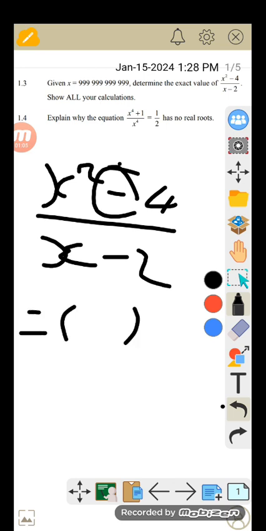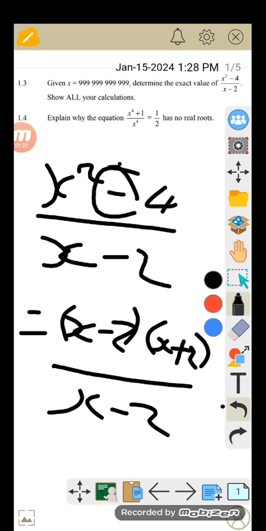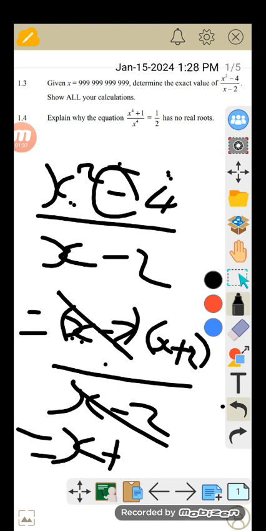Here is what we are going to do. We are going to put 2 brackets here like this, all over x minus 2. We are going to write x minus 2 like this, x plus 2 like this. Square root of x squared, it is x. Square root of 4, it is 2. Like that, you see? X minus 2 and x minus 2, they cancel each other. We remain with what? X plus 2.